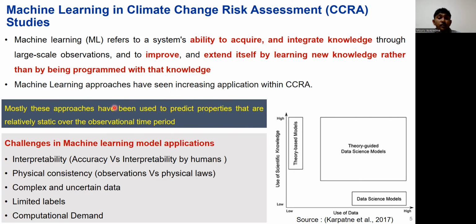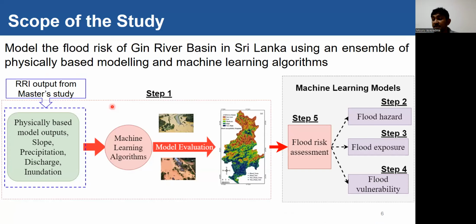And also the machine learning models are computationally expensive, and also the interpretability is also a big disadvantage of using the data driven models for these kind of assessments alone. So my scope, my aim is to fuse the physically based model outputs I obtained from the previous study and to use suitable machine learning methods so that I can obtain more understandable and accurate flood risk assessments for the basin so that we could implement proper flood mitigation measures. So this is the basic scope of my study.